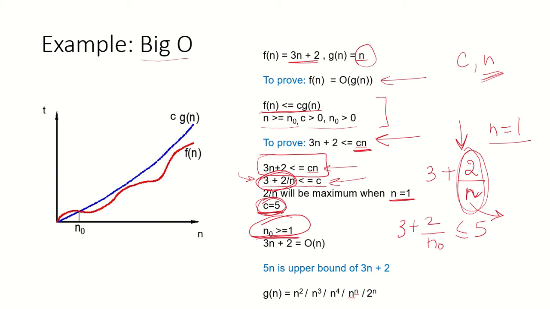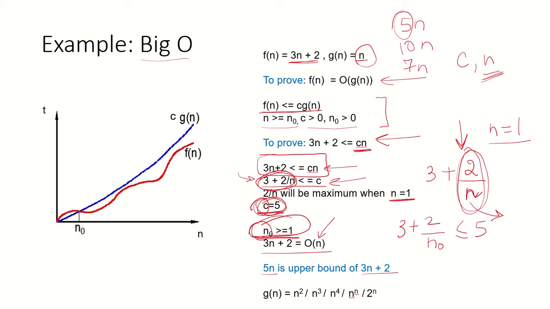So we have found a value of c, we have found a value of n naught also. So we can say that f(n) is big O of g(n). And what is g(n)? It is n. So 5n is the upper bound of 3n plus 2. So right now we have said 5n is the upper bound. 10n could also be an upper bound. 7n could also be an upper bound. But the minimum value of c that we have discovered is 5.